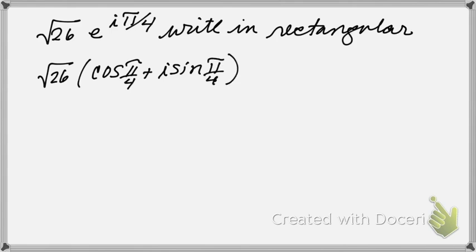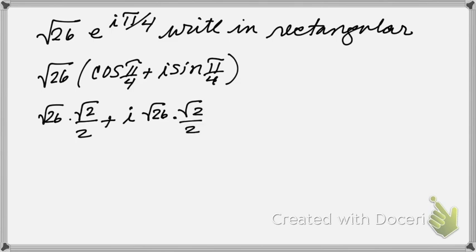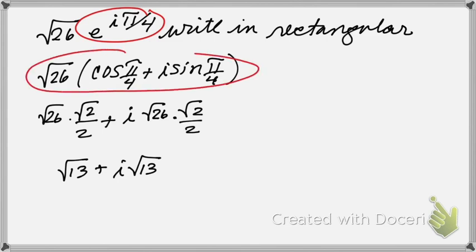That's polar form. Now to get to rectangular form, I simply multiply that. So rad 26 times rad 2 over 2, that's cosine pi over 4. And then I've got i, rad 26, again, sine of pi over 4 is also rad 2 over 2. And simplifying those, I get rad 13 plus i rad 13. And that's the rectangular form. Actually, I have all three forms there, right? I've got the exponential form here, the polar form here, and the rectangular form there.